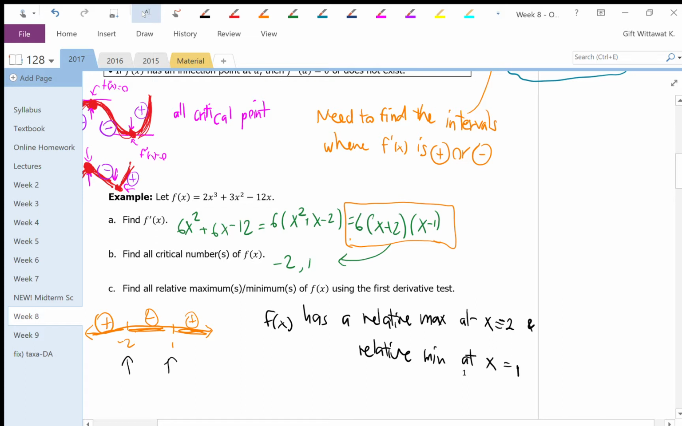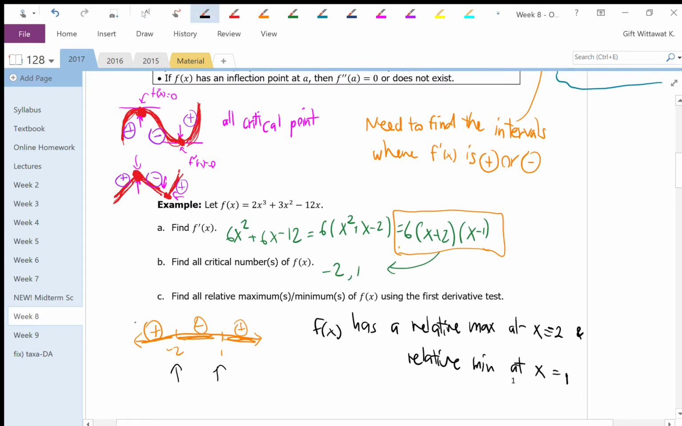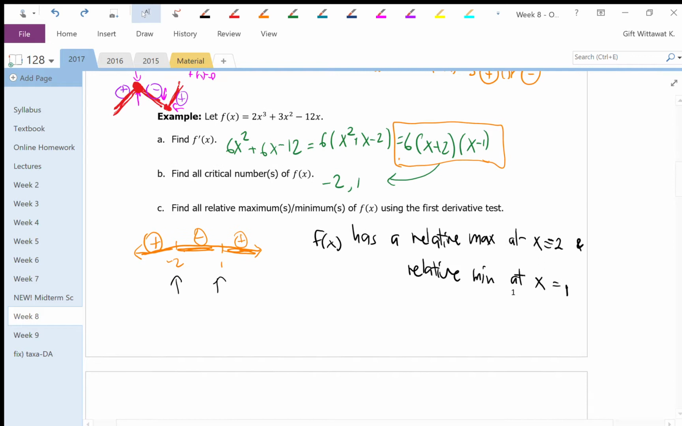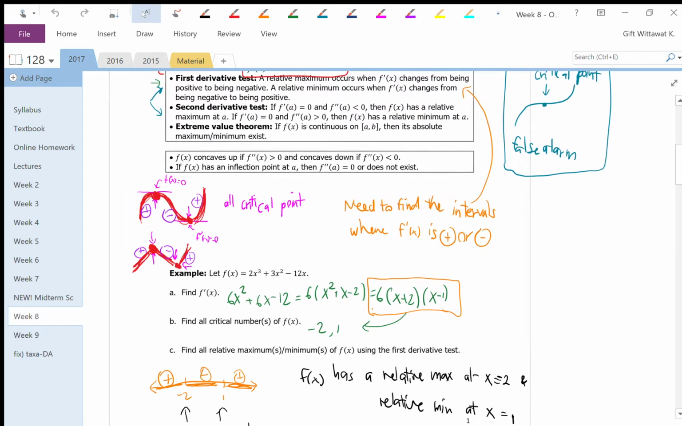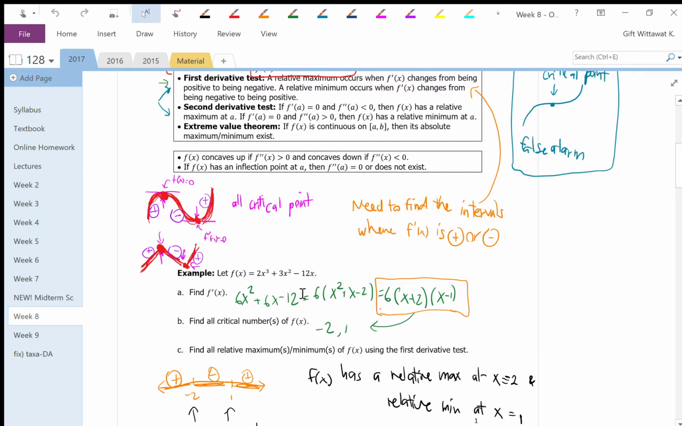If you were to plot the graph for this guy, by the way, your graph should look something like this. It will go up until it hits negative 2. It will go down until it hits 1. And after 1 it will go up again. So here is the graph for this function. It's just a sketch based on the plot of the derivative. So that's the first derivative test. I need to find the derivative and find the interval where the derivative is positive or negative.